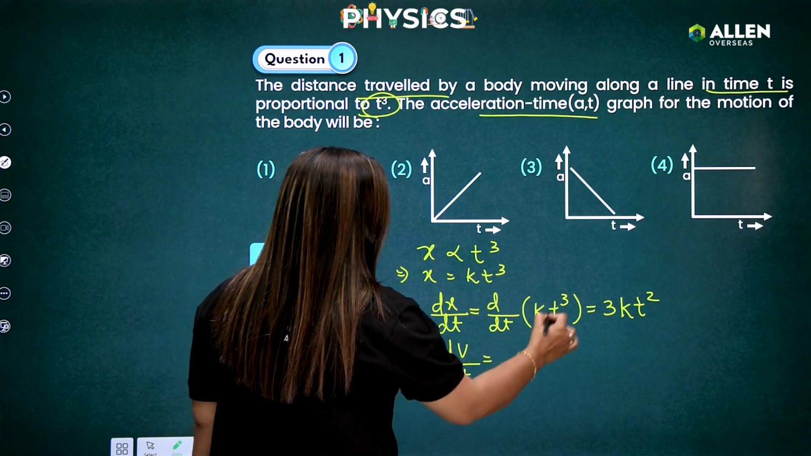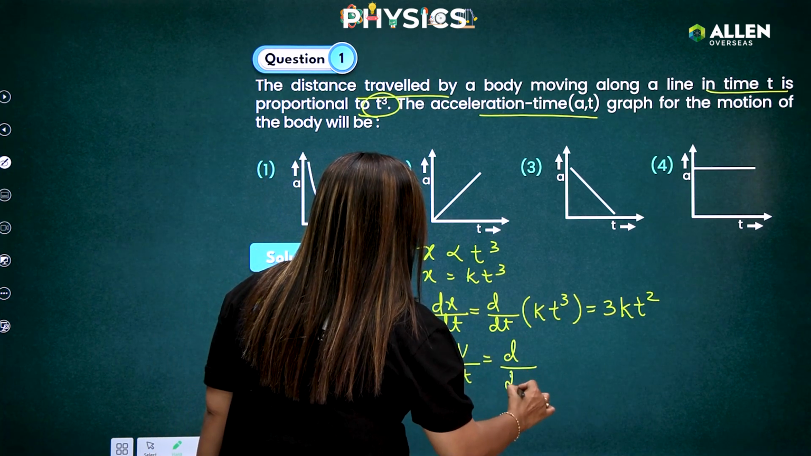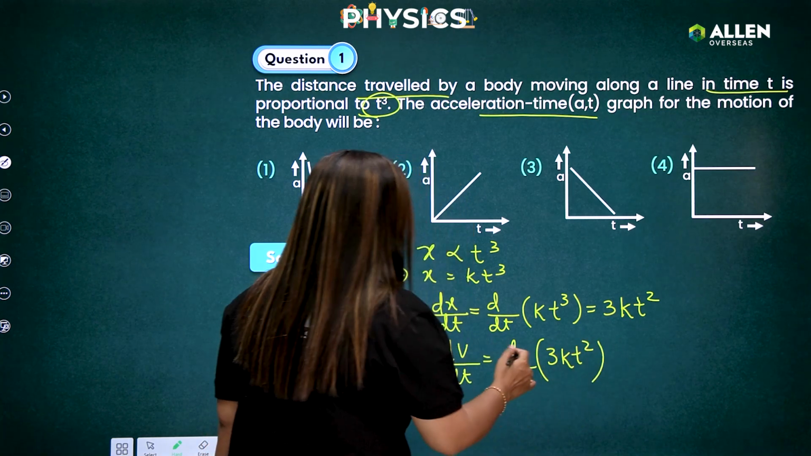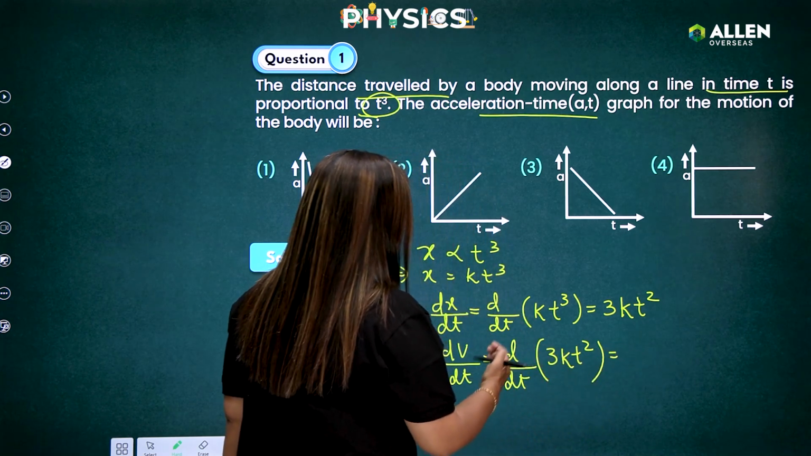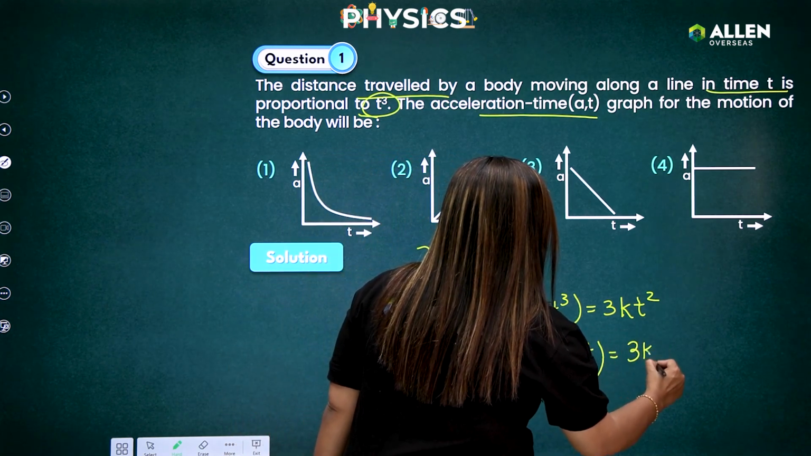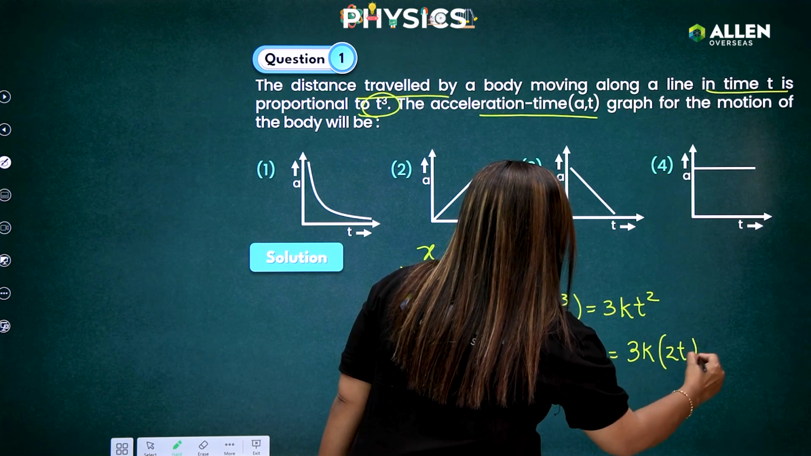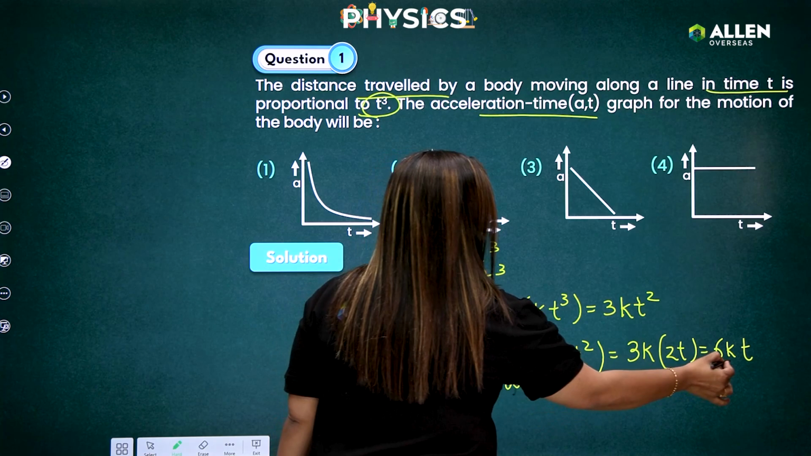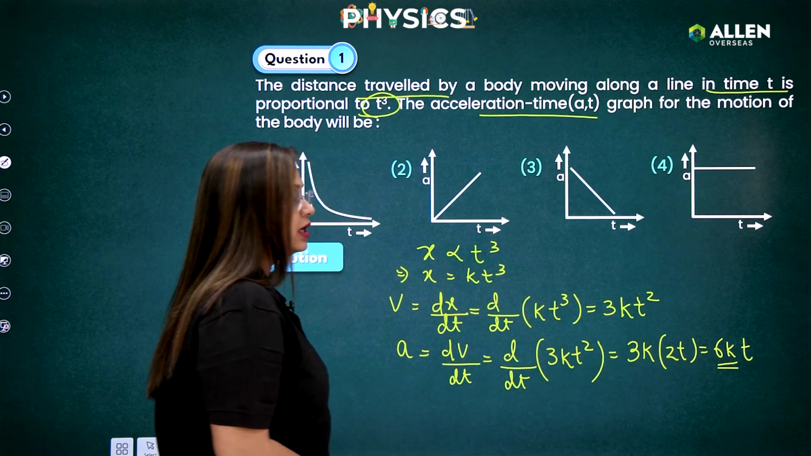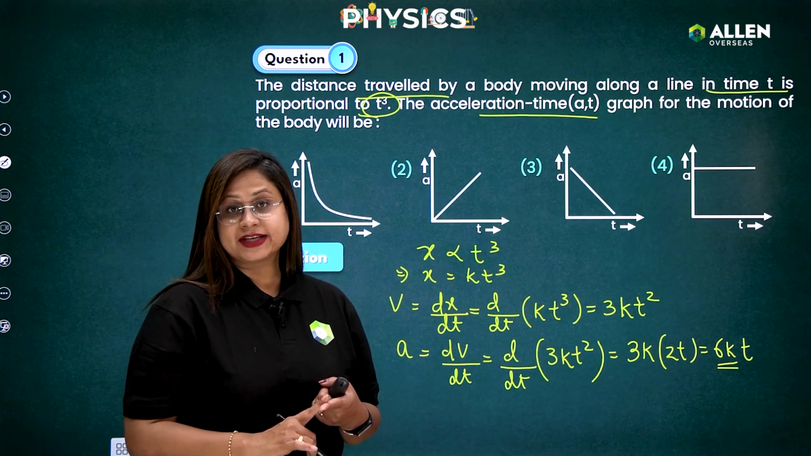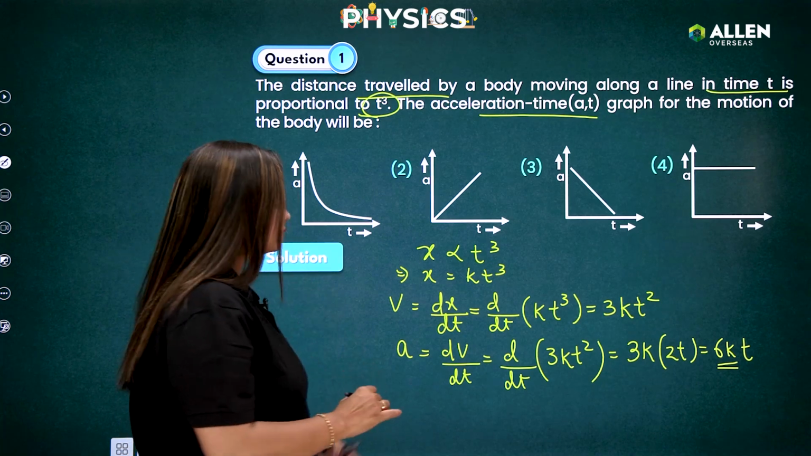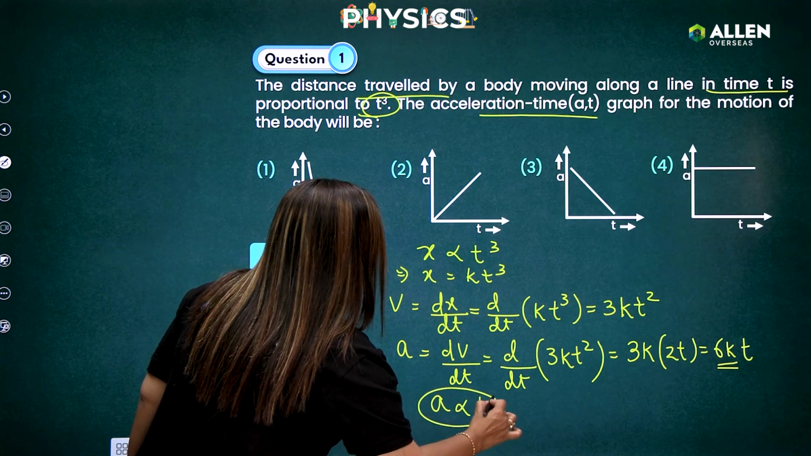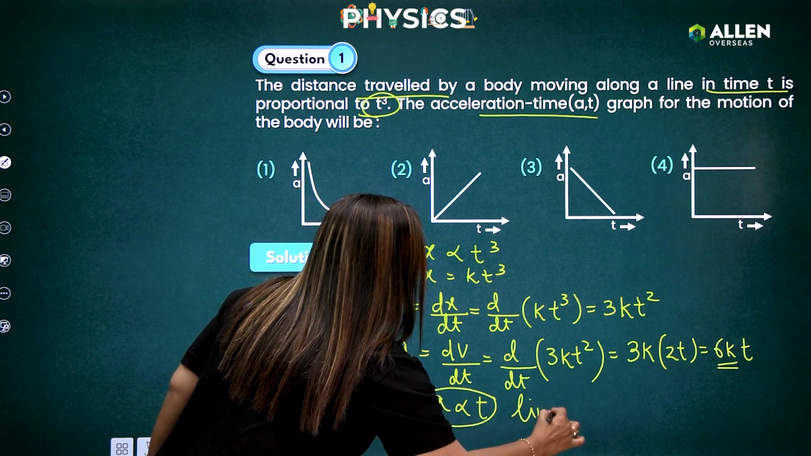So when we differentiate it with respect to time, we will be getting d/dt of 3k t square. So here 3k being a constant, it will come out, and this one is 2t. So this is going to give us 6k t. If you look at the expression, 6k is just a number, it is just a constant. Now coming to the proportionality of acceleration with respect to time, we can say that acceleration is directly proportional to time. That means it has a linear dependency.